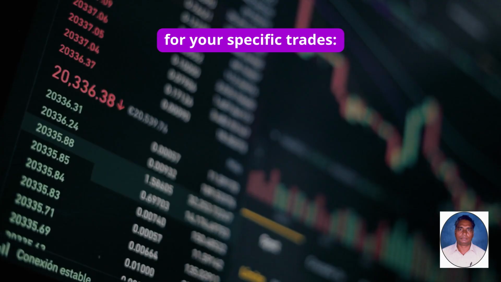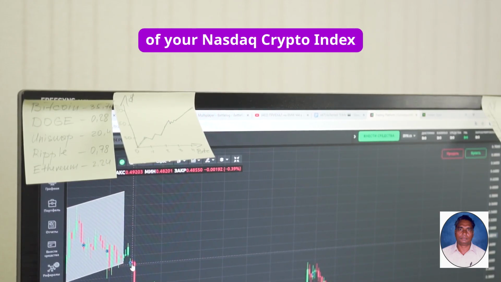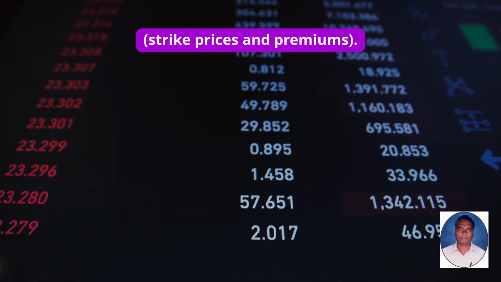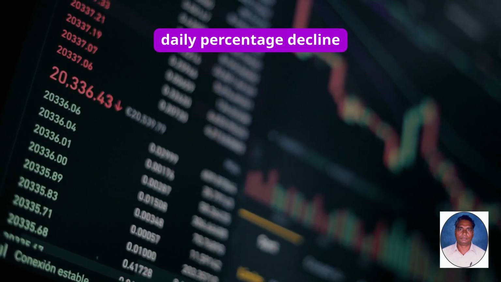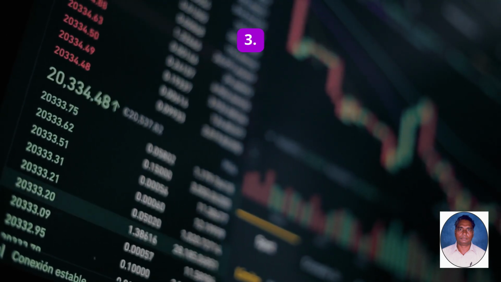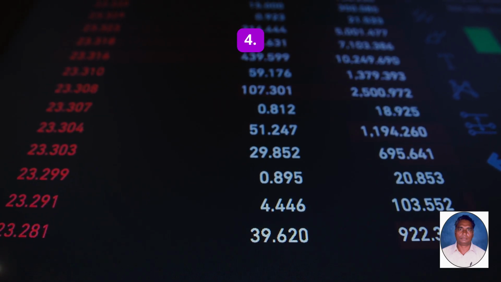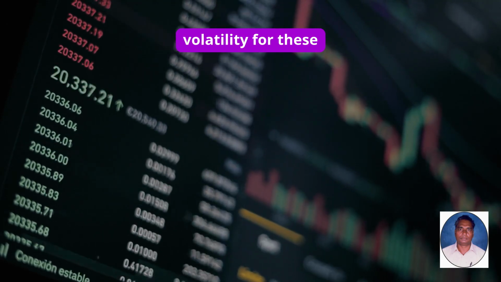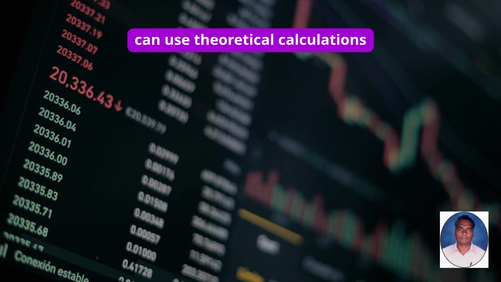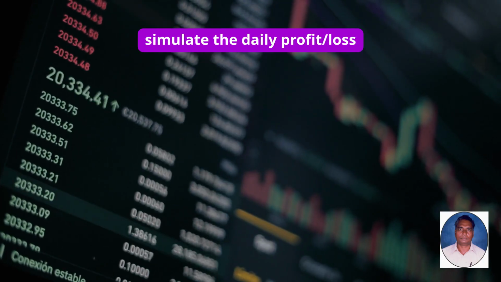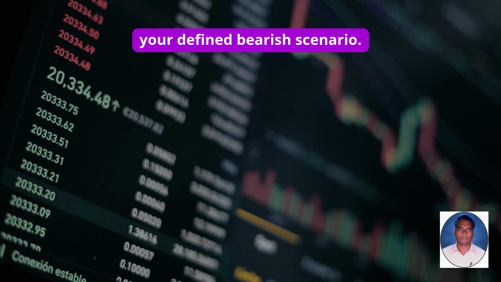To get a realistic estimate for your specific trades: 1. Provide the exact details of your Nasdaq Crypto Index and Dow Jones option trades, strike prices and premiums. 2. Specify your expected daily percentage decline for both indices. 3. Indicate the time to expiration for these options. 4. Mention the current implied volatility for these options, if you know it. With this information, we can use theoretical calculations, or more practically, simulate the daily profit/loss using an options calculator or trading platform under your defined bearish scenario.